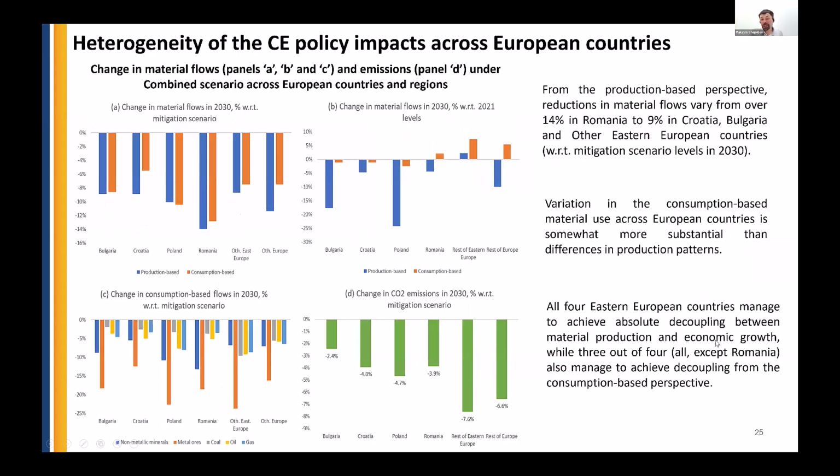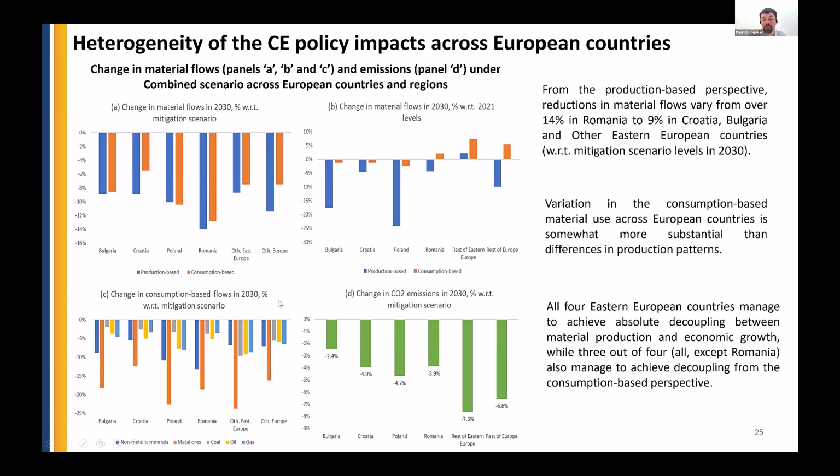There is also heterogeneity of impacts across European countries. So we see some variation depending on the initial structure of the material use and production across countries. So for instance, more substantial reductions are observed in Romania, up to 14%, less substantial in Croatia and Bulgaria. So again, depending on the mix of initial material use.